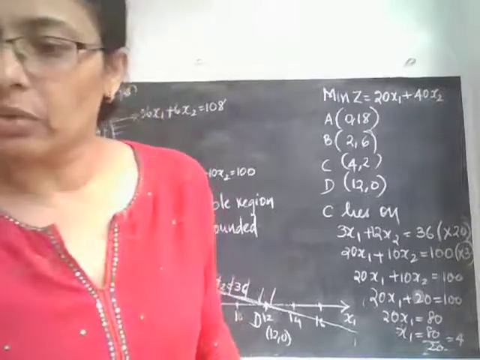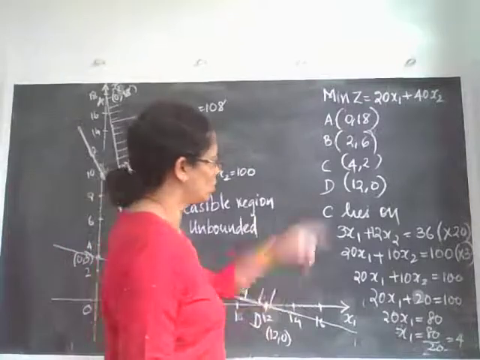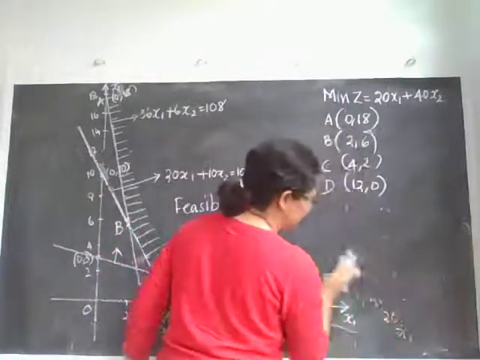I will stop with this one. I know the time is up. So you got all the points. Rub this. Now we find the value of z.